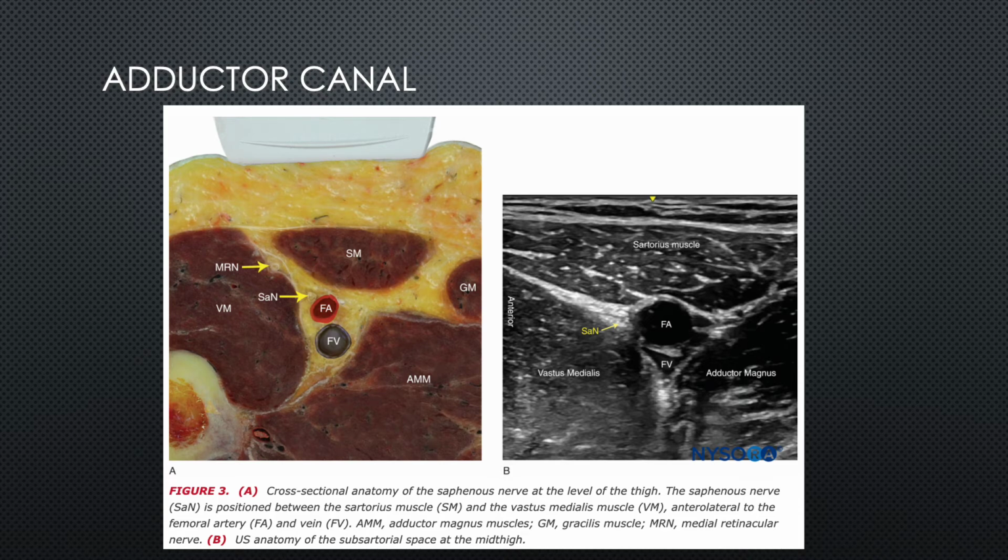These are more images revealing the anatomy of the adductor canal space at mid-thigh. We have our femoral artery, our femoral vein, adductor magnus, sartorius, vastus medialis, and the saphenous nerve.